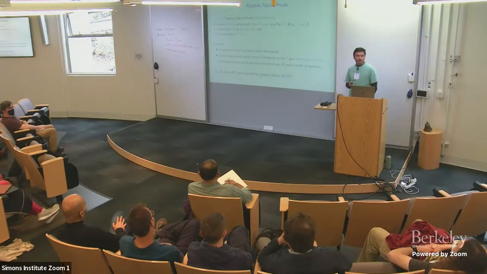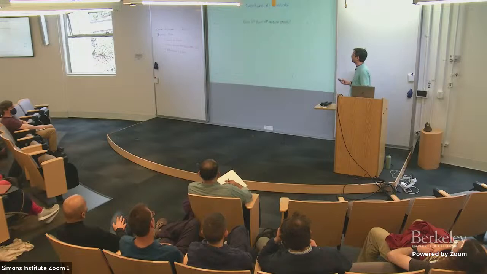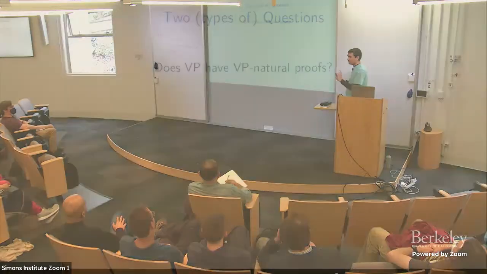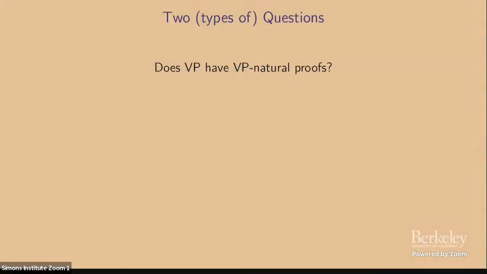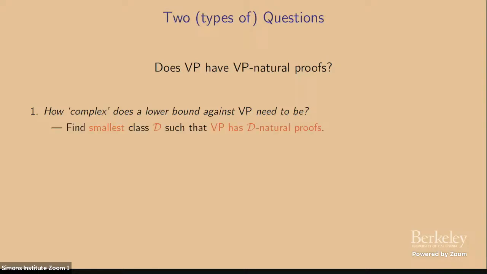This is the one question, and I want to split it into two questions because there are two VPs here, and I don't want to deal with both of them at the same time. The first kind of question is: how complex does a lower bound or an equation against VP need to be? That's the moral question we are asking. Basically, what is the smallest class D, smallest in some way, such that VP has D natural proofs? This will be one category of questions that we're interested in.